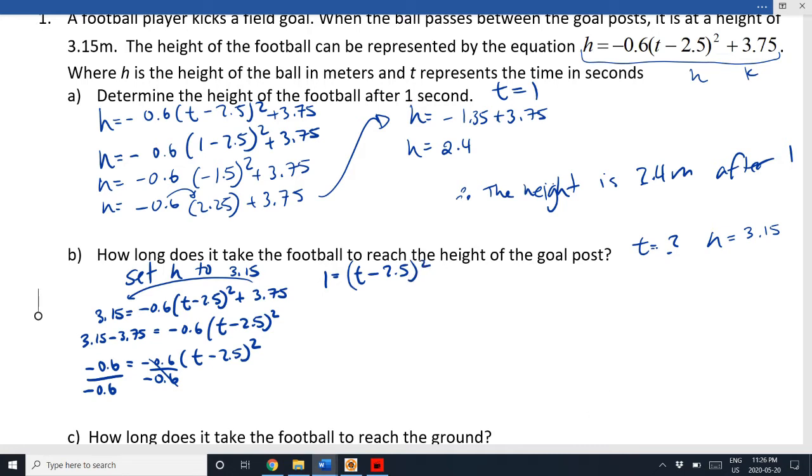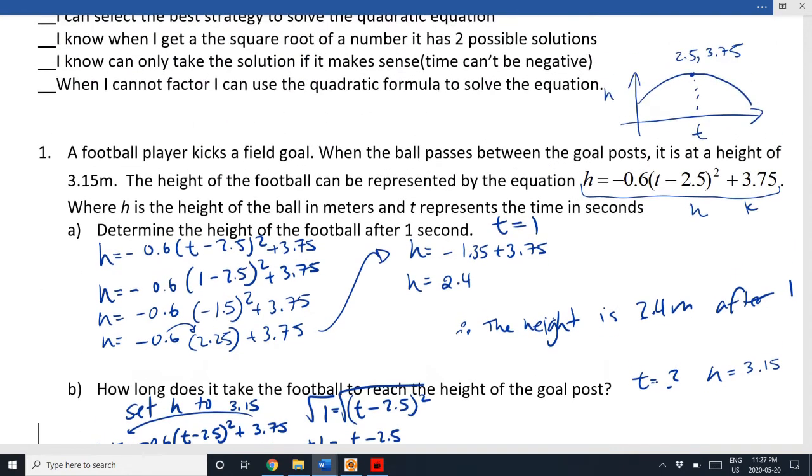Okay, and now we need to solve for t, and to do that, we need to get rid of the square. So we have to take the square root of both sides. And as you remember from our last lesson, this is going to give us plus or minus 1 on this side. The square root of 1 is 1. So we're going to get plus or minus 1 here, and we're going to get rid of the square here. So we have t minus 2.5. And this is going to split up into two different values. As you can imagine, there are probably two different points on our graph. Let's look at the graph again, where our height is going to be equal to 3.15.